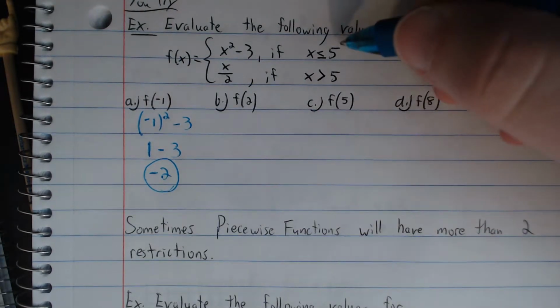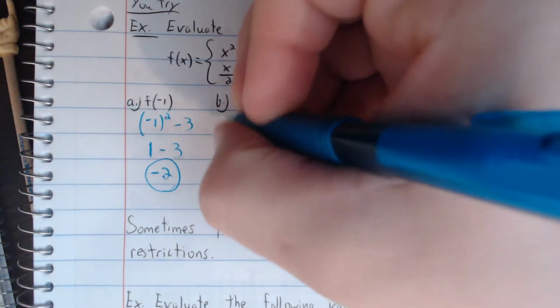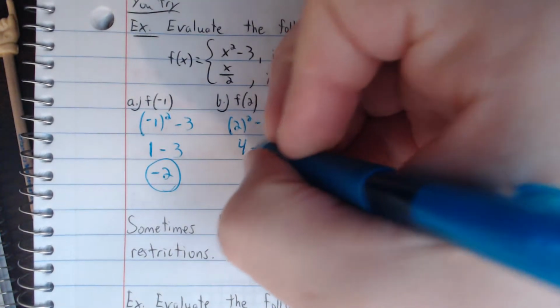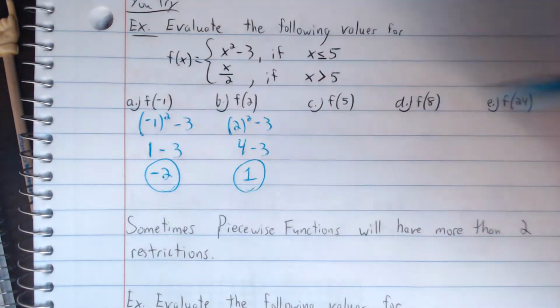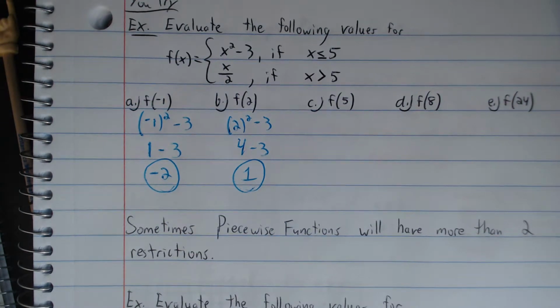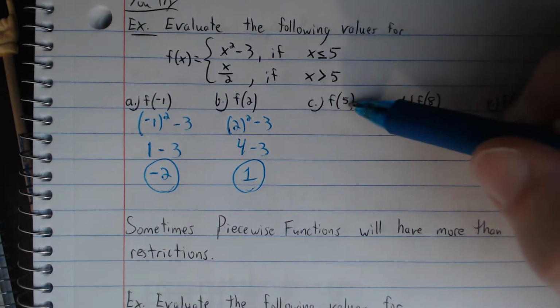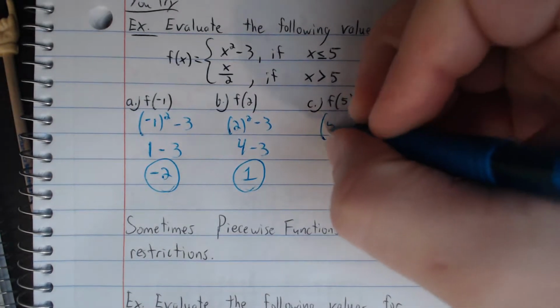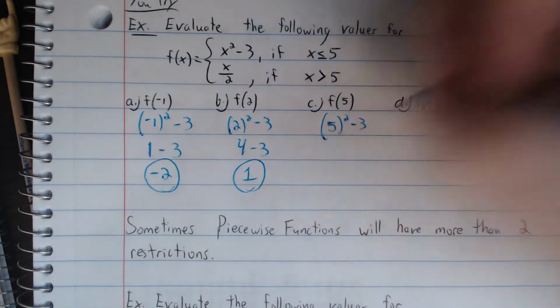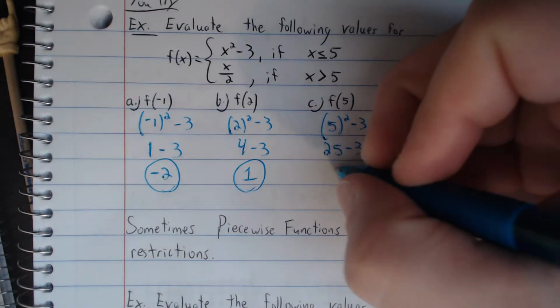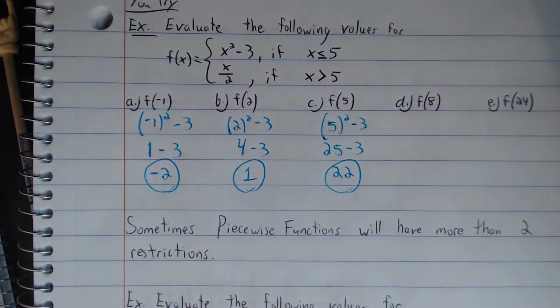We're going to continue with our top function for this one. We have 2 squared minus 3. That would be 4 minus 3, which is +1. We're going to continue again with this top function because it says equal to 5, and that's what we have here. So we have 5 squared minus 3. 5 squared is 25. Minus 3 leaves us with 22.